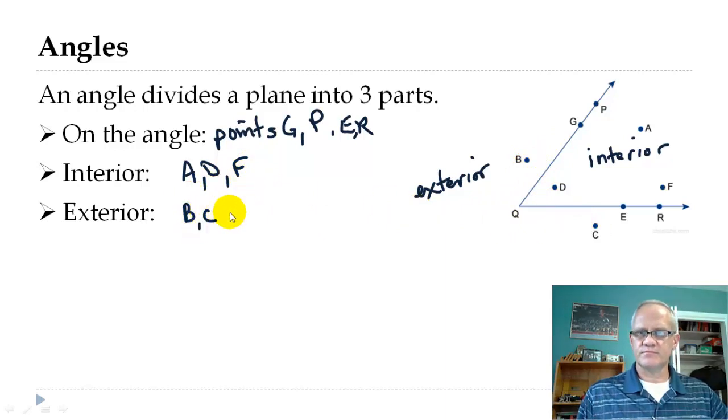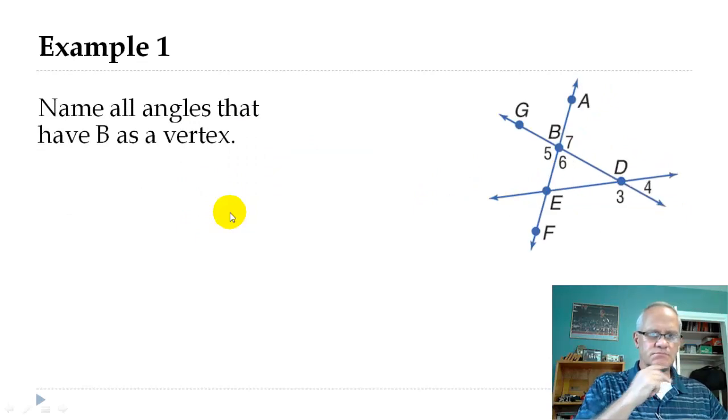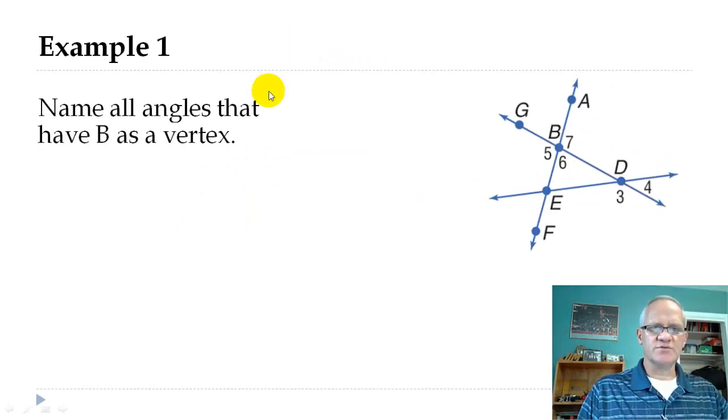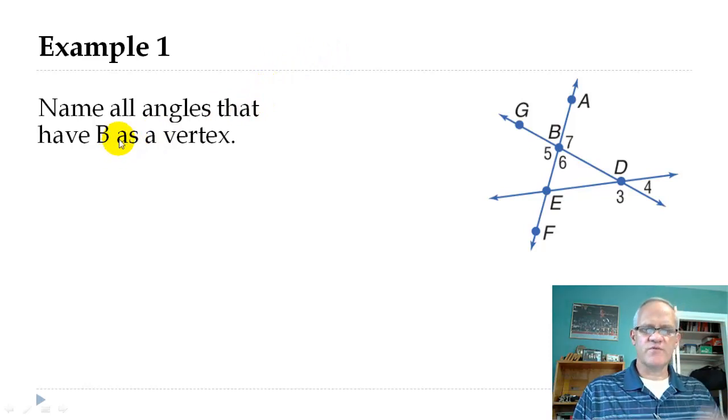Okay? All right. Let's do a few examples, kind of see how some of this stuff works. All right, name all the angles that have B as a vertex. Remember, the vertex is the point of the angle, okay?